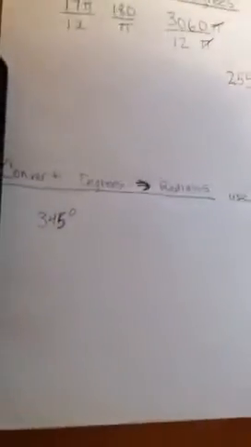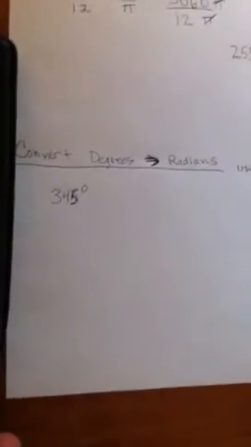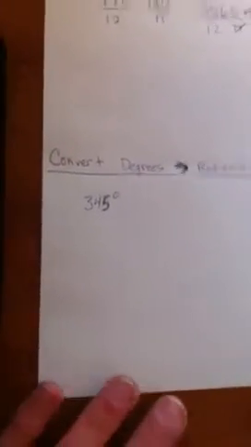Now when you convert from degrees to radians, you still use 180 and pi, but it's just switched. So instead of it being 180 over pi, it's pi over 180. So if you have 345 degrees, you use pi over 180, and you just multiply across. This would be over 1.